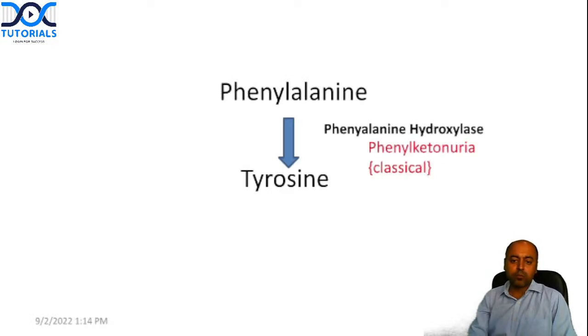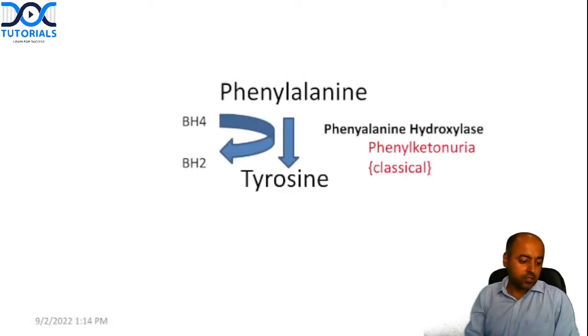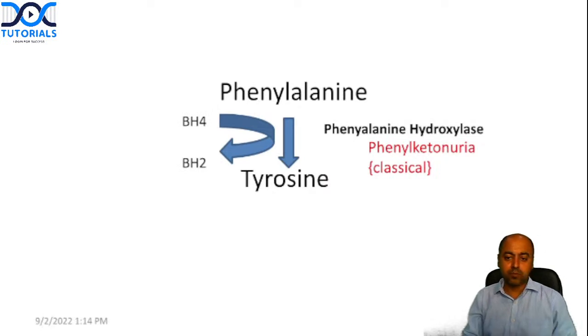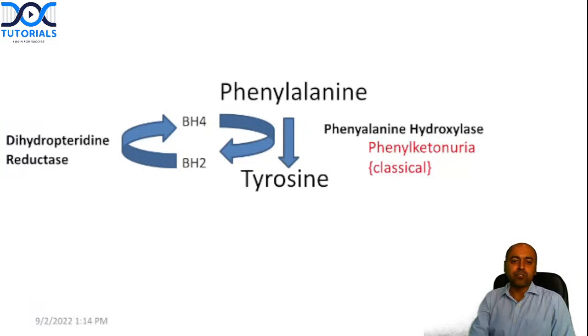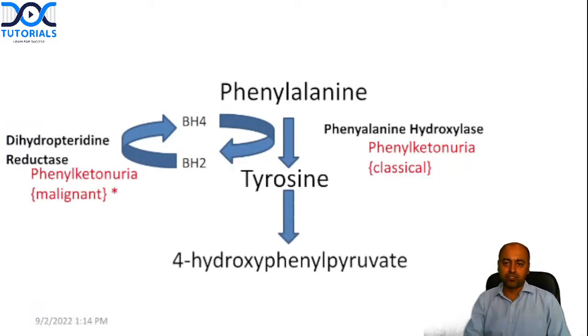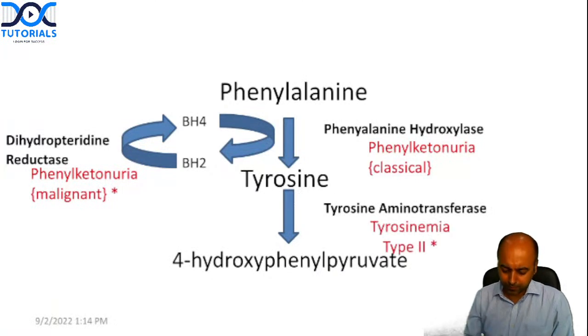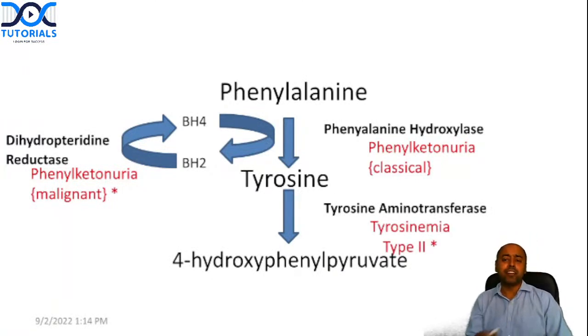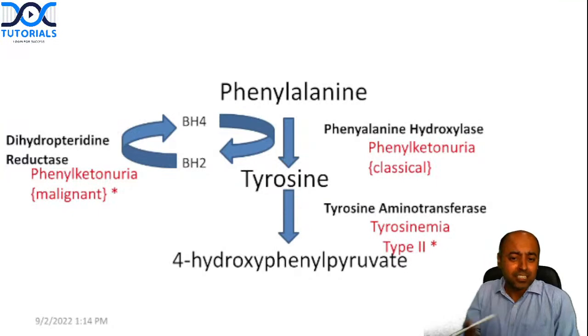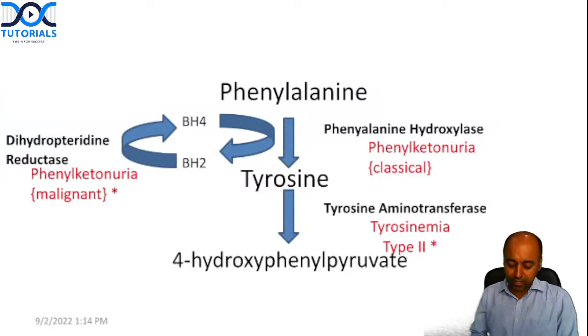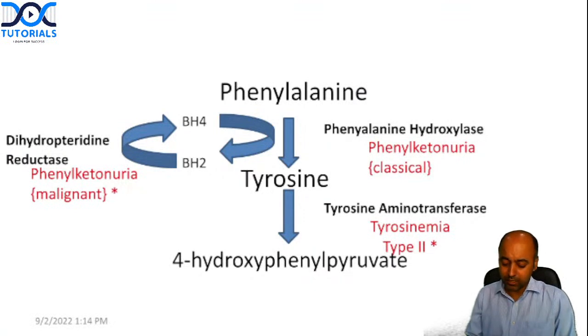We are talking about PKU, and we discussed the different types of PKU, whether due to enzyme deficiency or coenzyme deficiency. Subsequently, with tyrosine metabolism, tyrosine gets converted to hydroxyphenyl pyruvate, and if the tyrosine aminotransferase is deficient, then we get tyrosinemia, which is type 2 tyrosinemia.